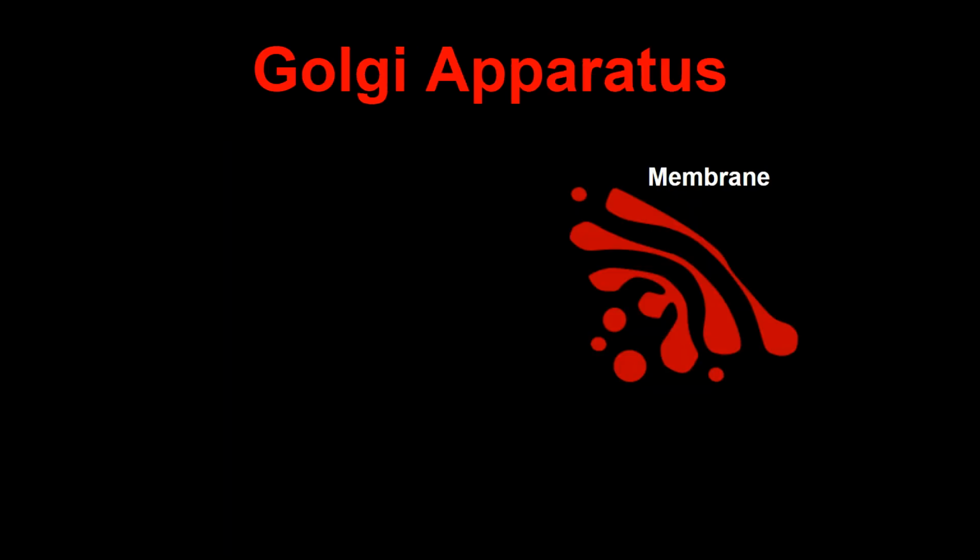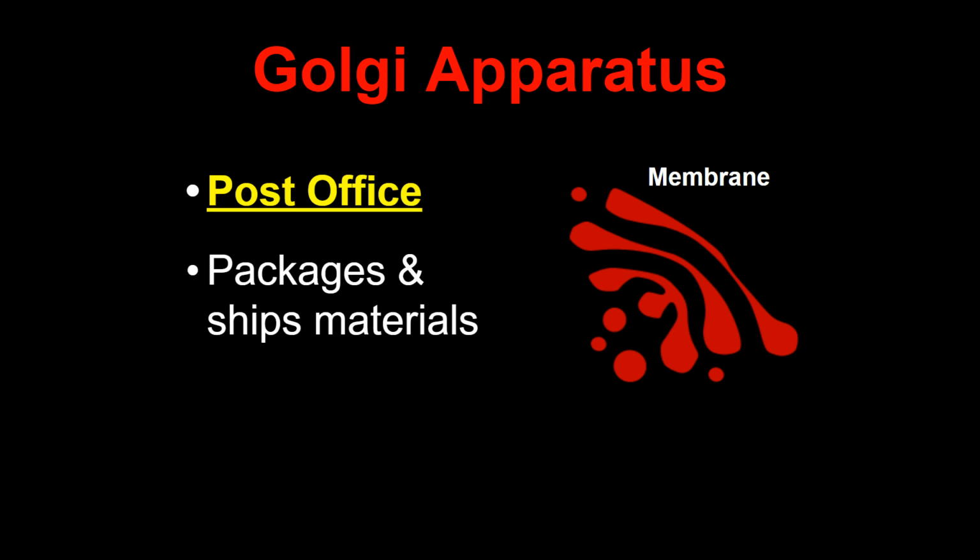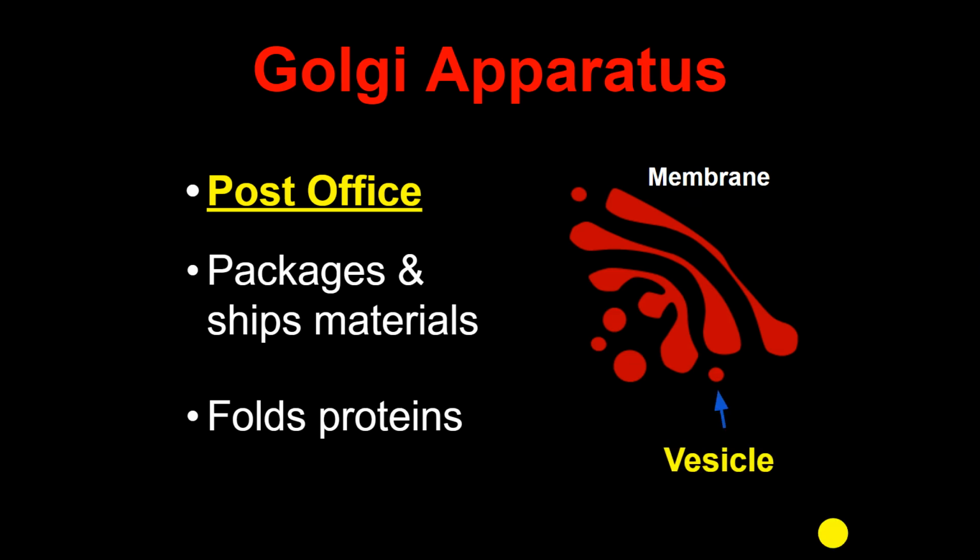The Golgi apparatus is like the post office. Because what it does is it actually packages and ships materials around the cell so that things get where they need to go. It also is involved in folding proteins. And it has these little vesicles, which are like vehicles. These are like the Postal Service trucks that help carry the materials to where they need to go.